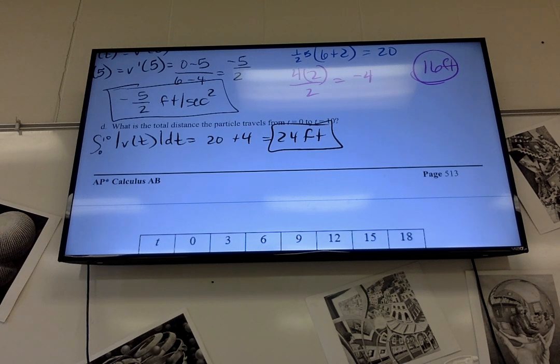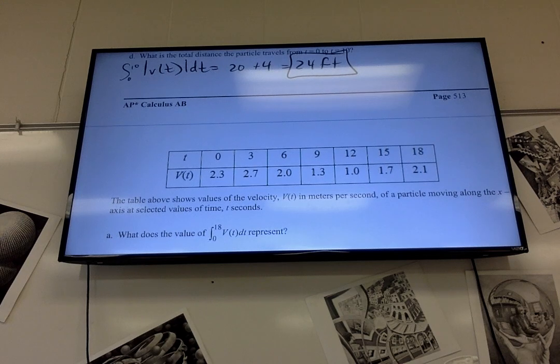All right. Okay, so next page we have a table. This table shows the velocity, in meters per second, of a particle moving along the x-axis.